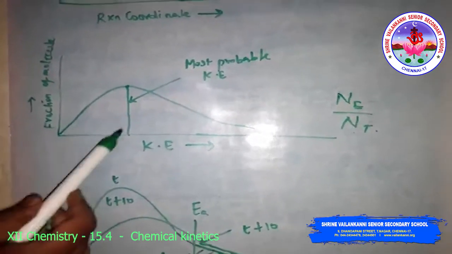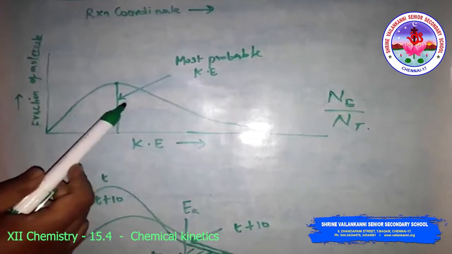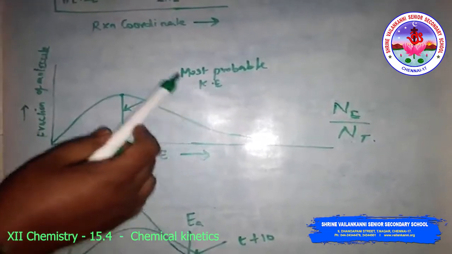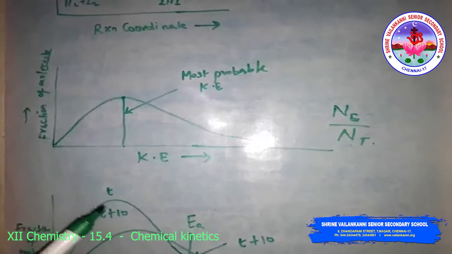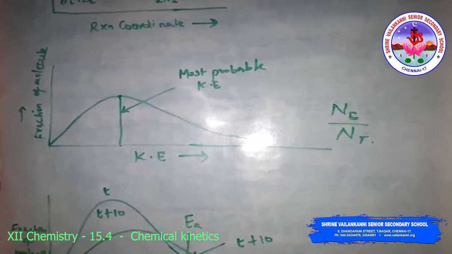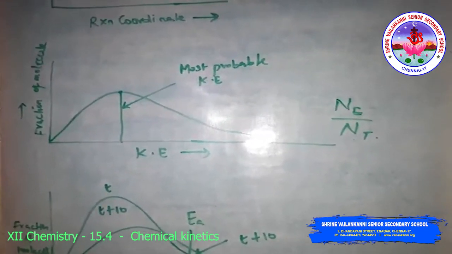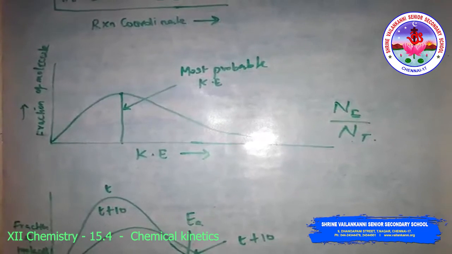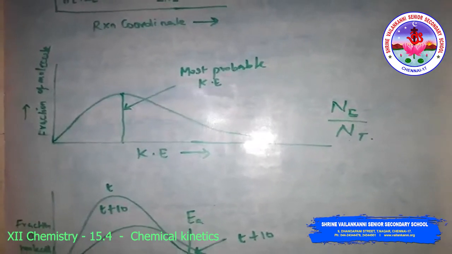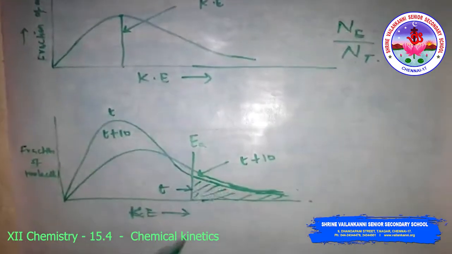This is called the peak of the curve. Look at this, the peak of the curve corresponds to the most probable kinetic energy, that is, the kinetic energy with the maximum fraction of molecules. There are decreasing numbers of molecules with energies higher or lower than this value. When the temperature is raised, the maximum of the curve moves to a higher energy level. This is the temperature.